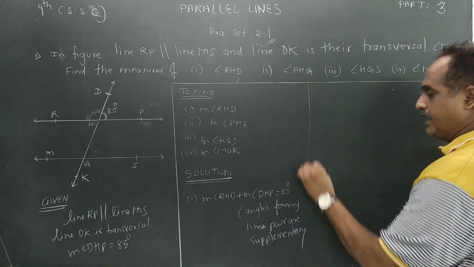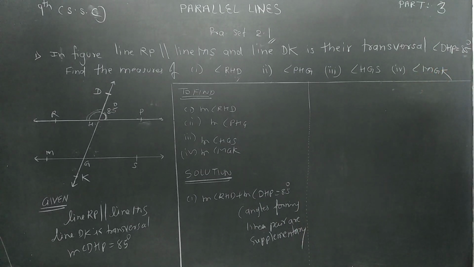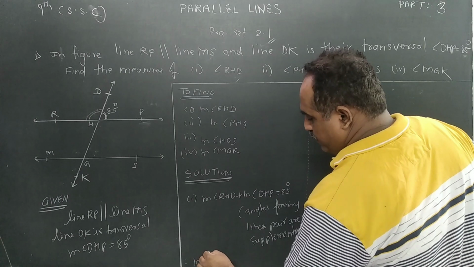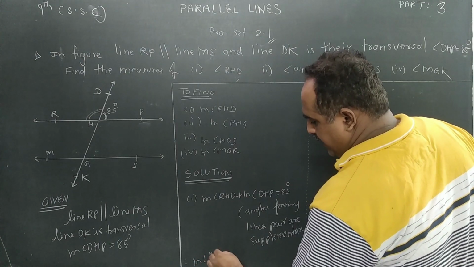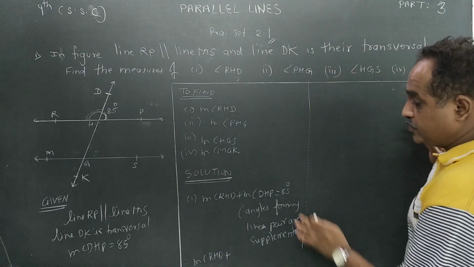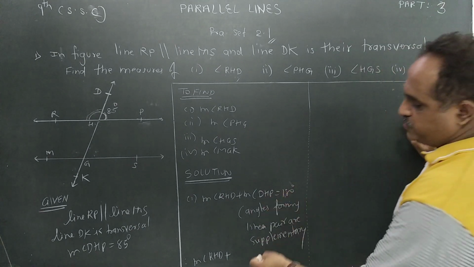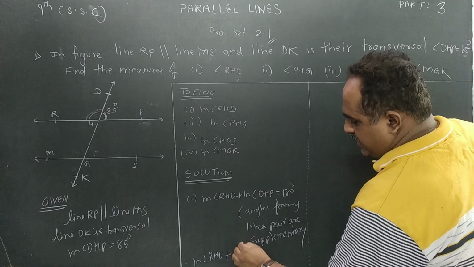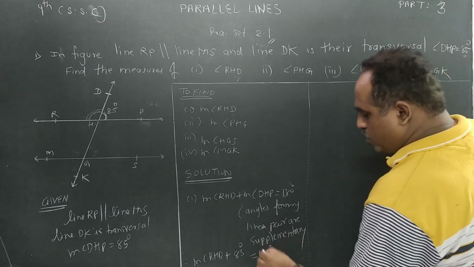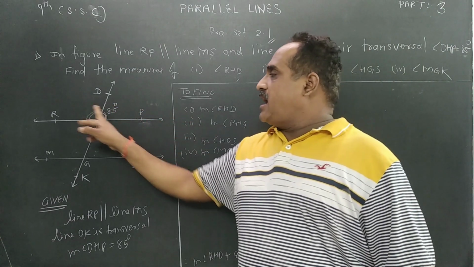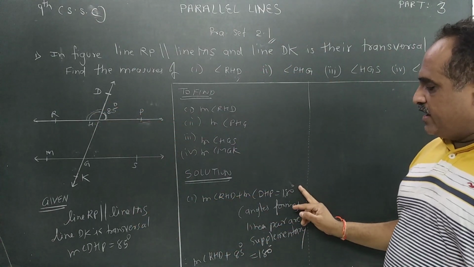Angles forming a linear pair are supplementary. To find the measure of angle RHD, it is 180 degrees, I made a mistake. It is 180 degrees. DHP is how much? 85 degrees. Once again, these two angles are angles forming a linear pair, so the sum is equal to 180 degrees.